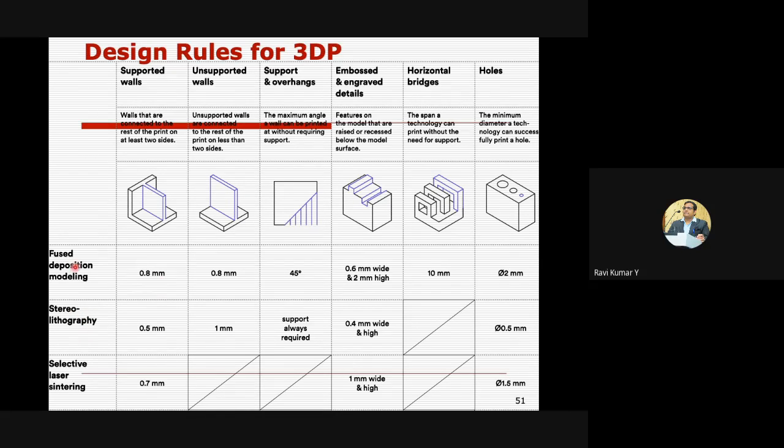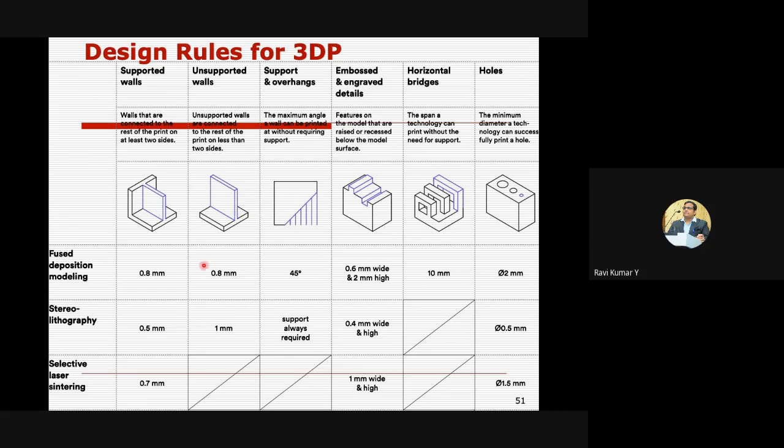Why? Because your energy source is different here. It is a physical nozzle. Here you may have the laser or the UV light. So typically you may come out with different values for these features. And then you may have some unsupported wall. Then we need to follow some minimum requirements. If at all, then sometimes we need to change the design. That's what I'm trying to say.